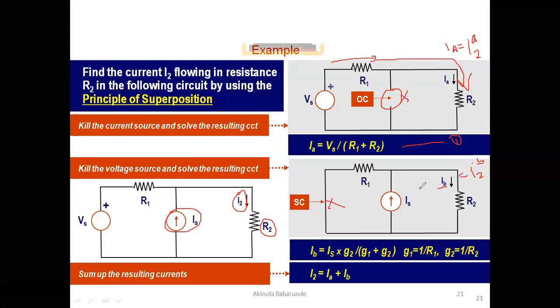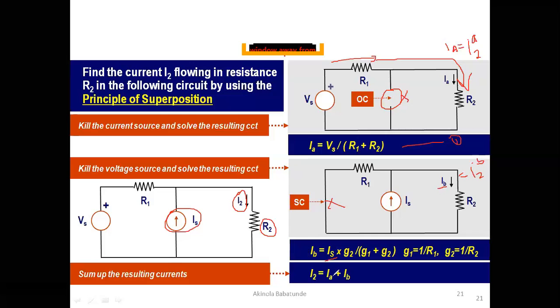So how do we find our IB? Our IB using current division, which we have already discussed in the previous lessons, will be equal to the I source, that's what we have here, multiplied by G2, because we are looking for I2B, so it has to be G2 here, multiplied by G2 divided by G1 plus G2. G represents conductance. Conductance is equal to inverse of resistance, that is 1 over R. So G would be equal to 1 over R. So if we have our R2 here, G2 will be equal to 1 over R2. For R1, G1 would be equal to 1 over R1. So you have all your values, substitute them right in here, and you have your IB.